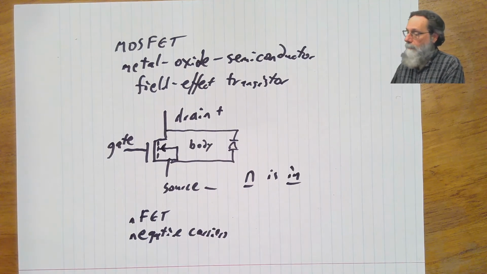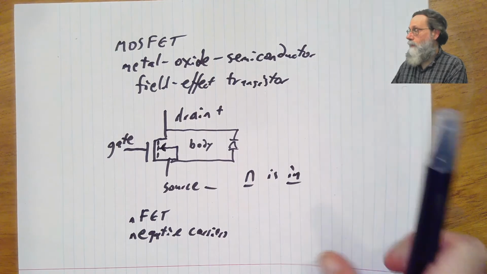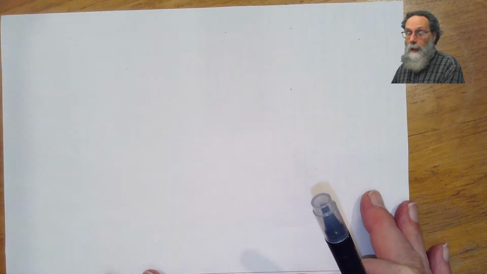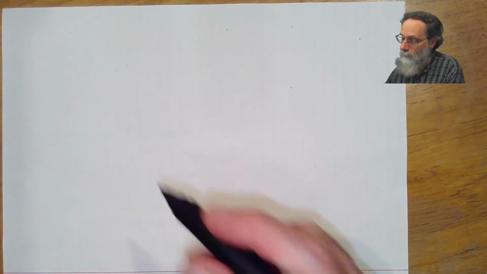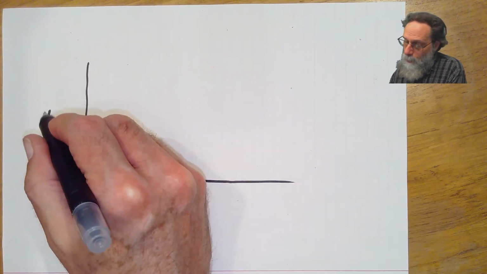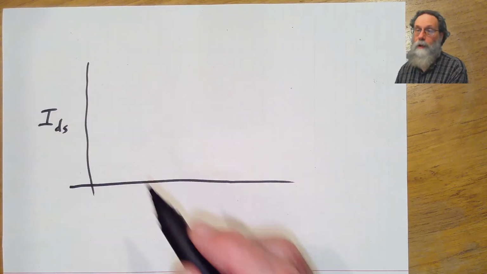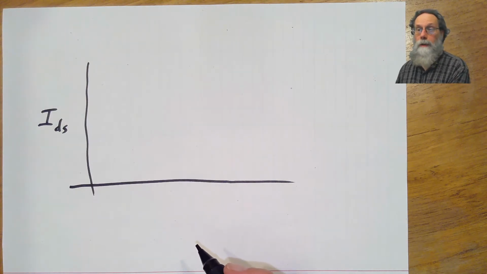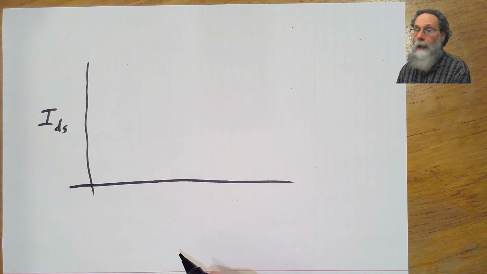Let's now take a look at the characteristics of this transistor. And what that means is we will be looking at the current versus voltage plot. So, what current are we talking about, and what voltage are we talking about? Well, the only current we're interested in is the drain to source current, because there is no current through the gate. The gate is a capacitor, and there's no DC current. The voltage we're talking about, we have the gate to source voltage, and we have the drain to source voltage. So there's two different voltages we could be talking about.